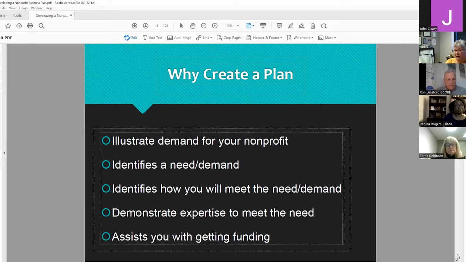It also identifies how you intend to meet that demand or meet the need in the community. What are you going to do that's different than everybody else is doing? Specifically, if you're starting an organization that is going to do something somebody else is doing.